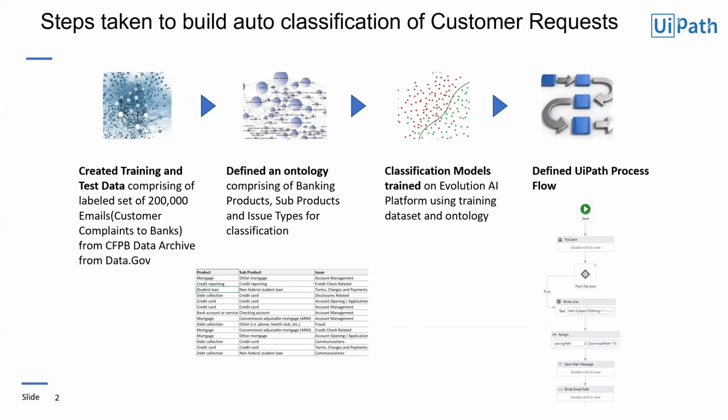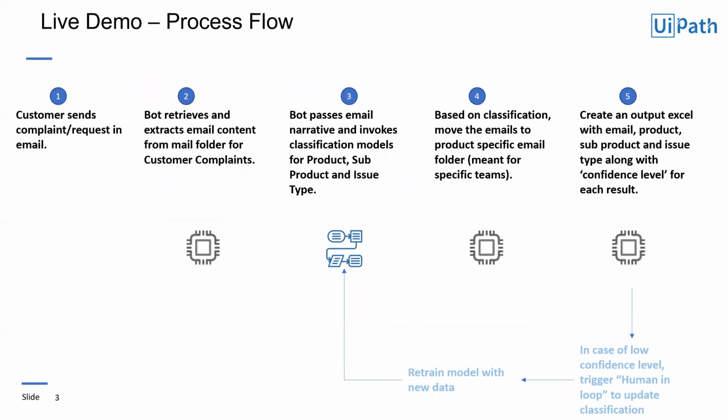Thereafter, we defined classification models using one of our partners, Evolution AI, and trained the data set using the ontology. And finally, we defined our UiPath process flow, which will ingest the data from emails and apply these natural language processing models on top of them to come up with the output. Before we get to the live demo, here is the process flow.